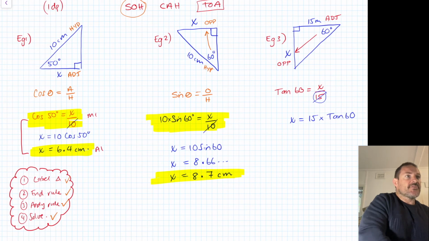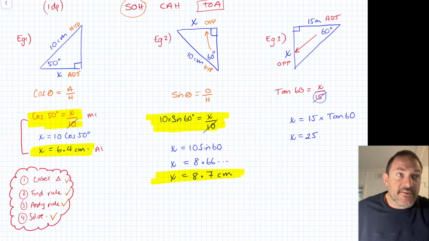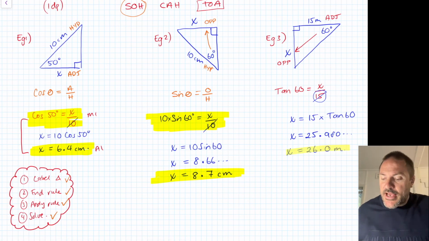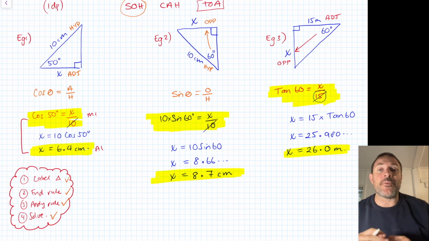I'm going to press times on my one this time. Times tan 60. I'm going to press equals, and I come up with x is equal to 25.980... So to 1 decimal place, that would be 26.0, and this happens to be meters. Again, they're the 2 lines that I would expect as a very bare minimum to see.